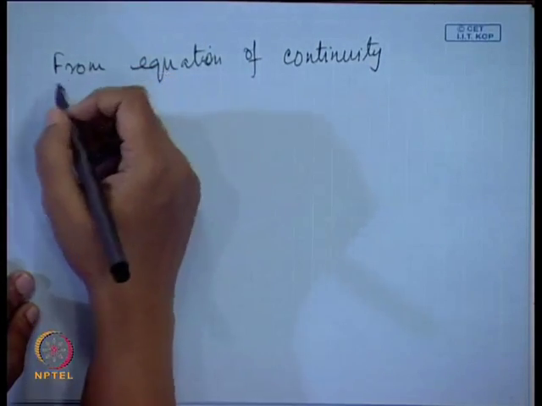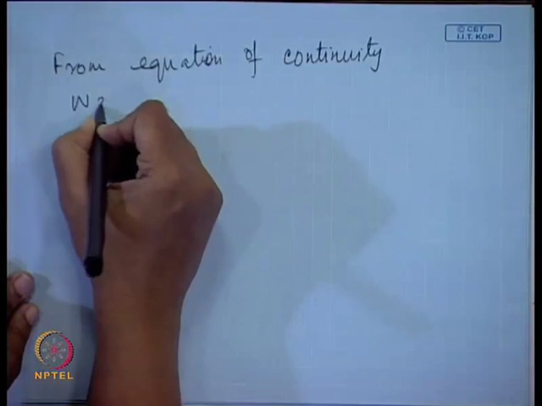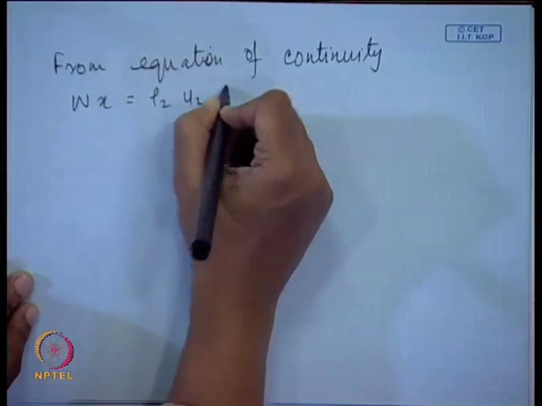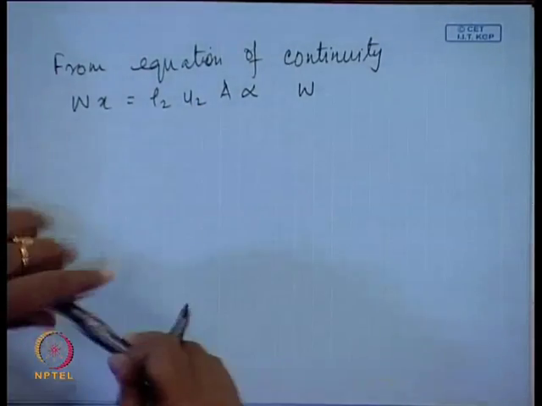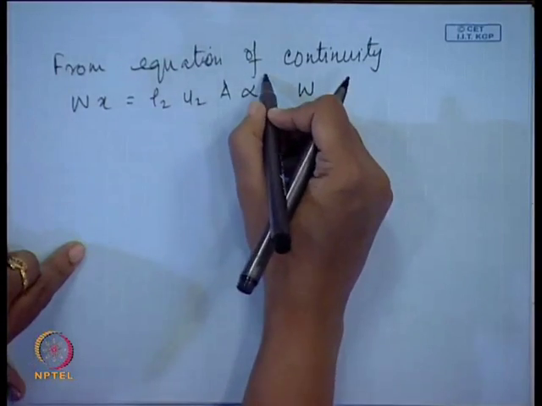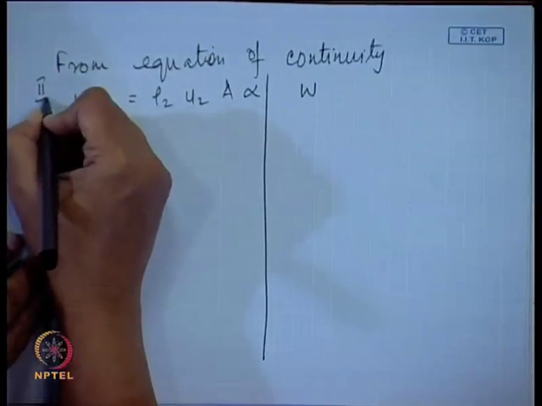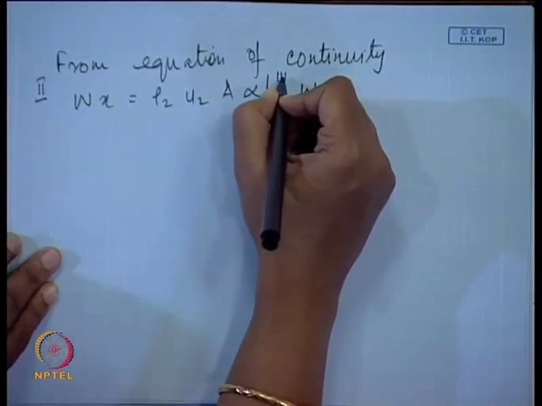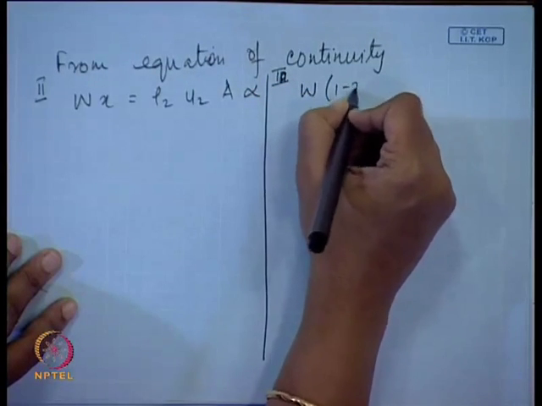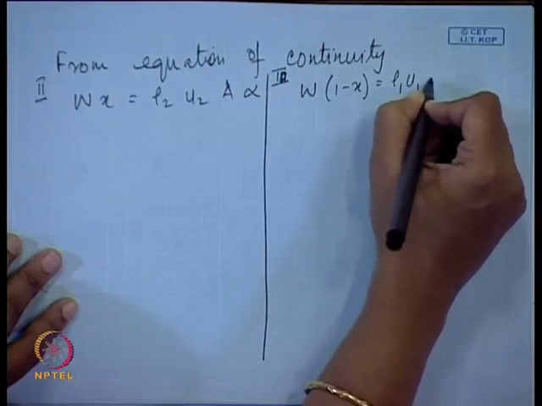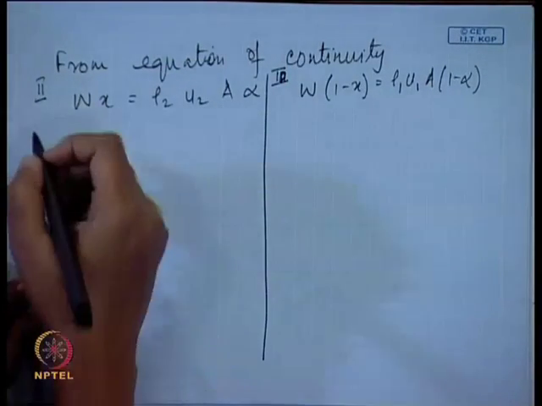Anyhow, from the equation of continuity, what do we know? We know W x equals rho 2 U 2 A alpha, agreed? Same thing, I will write it down for phase 1 as well. So, this is for phase 2, and similarly for phase 1: W into 1 minus x equals rho 1 U 1 A into 1 minus alpha, agreed?